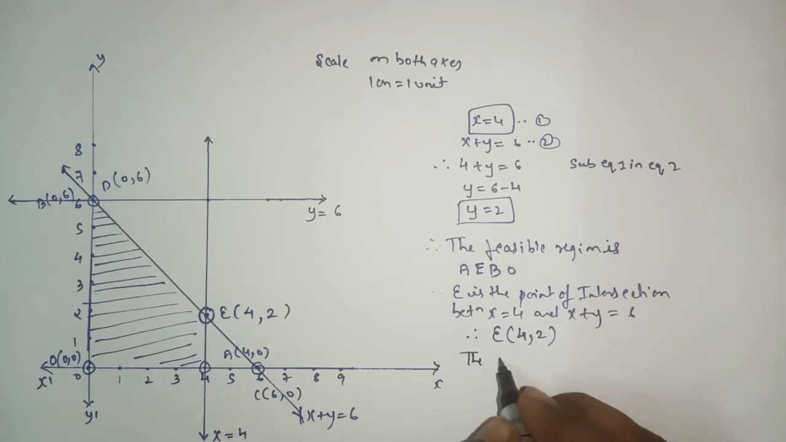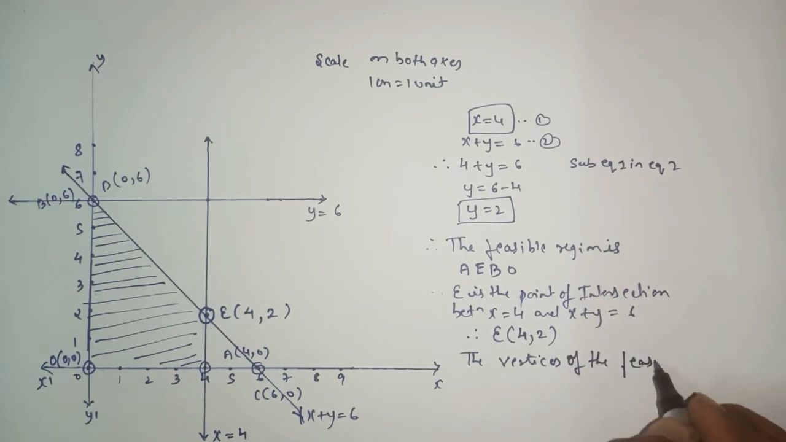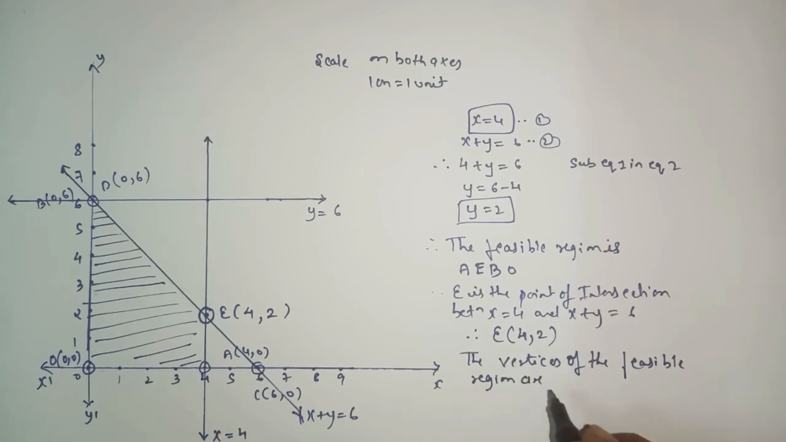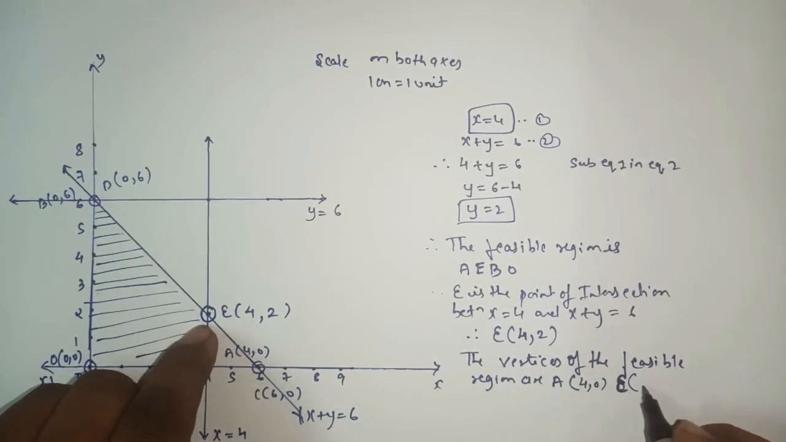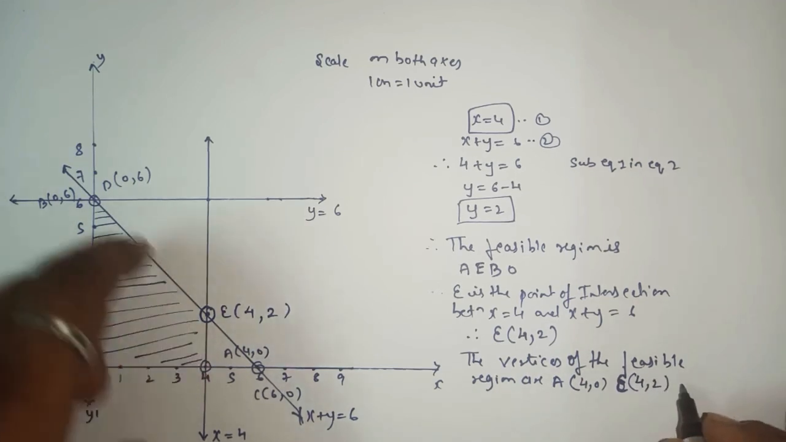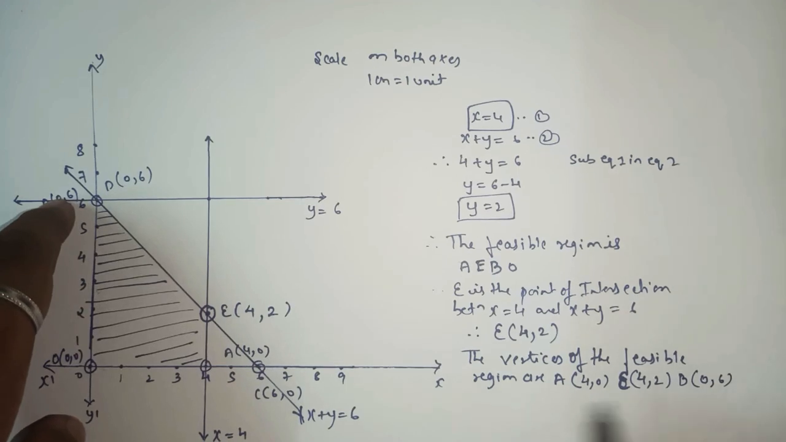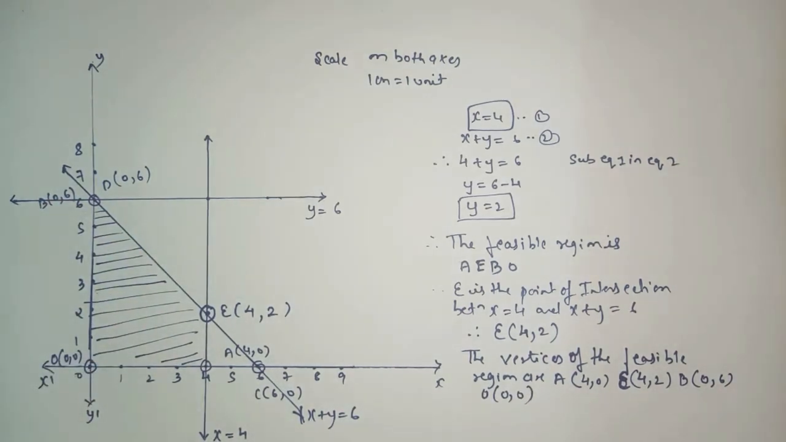So the vertices of the feasible region are A, that is 4 comma 0, sorry, we'll write E now, E 4 comma 2, B 0 comma 6, and O is 0 comma 0.